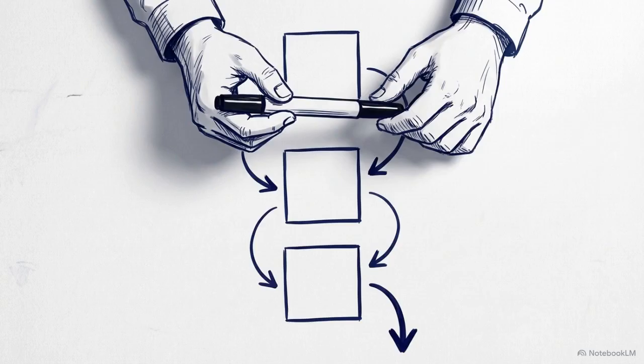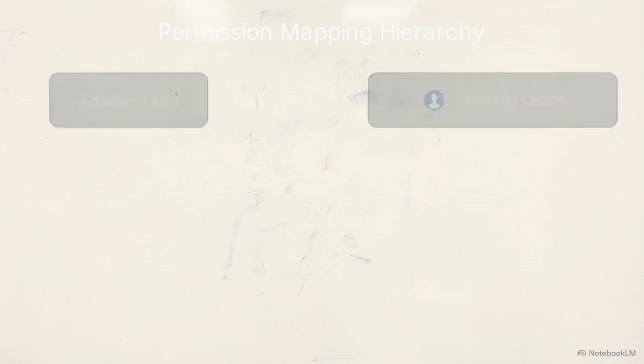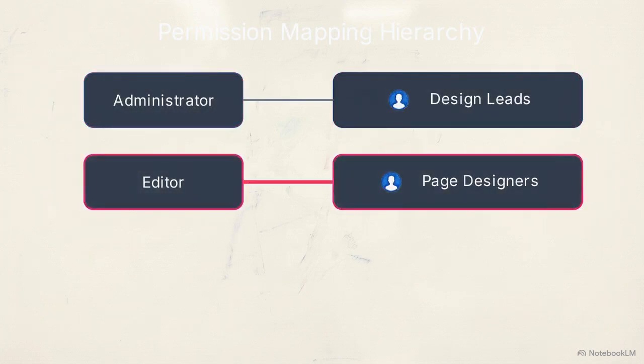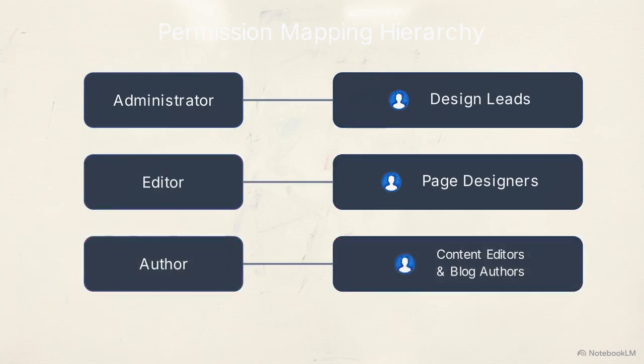Step 1 is deciding who needs access to what before we change any settings in WordPress. Here is the hierarchy we will build. Design leads get full administrator access. Page designers get editor access to create new layouts. Finally, your content editors and blog authors get highly restricted access to only update text.